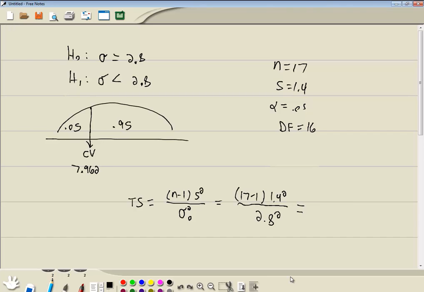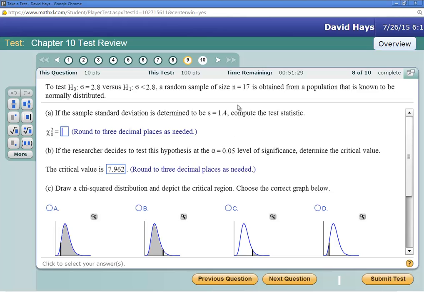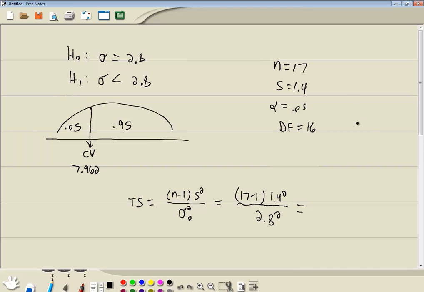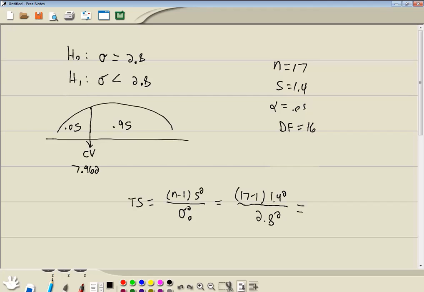Boy, that seems a big difference, 1.4 and 2.8. Did I write that down correct? Yeah, 1.4. Pretty good bet that that is true, but you never know some of the numbers you're given here. 17 minus 1 is 16, so I'm going to use that when I'm plugging in the calculator.